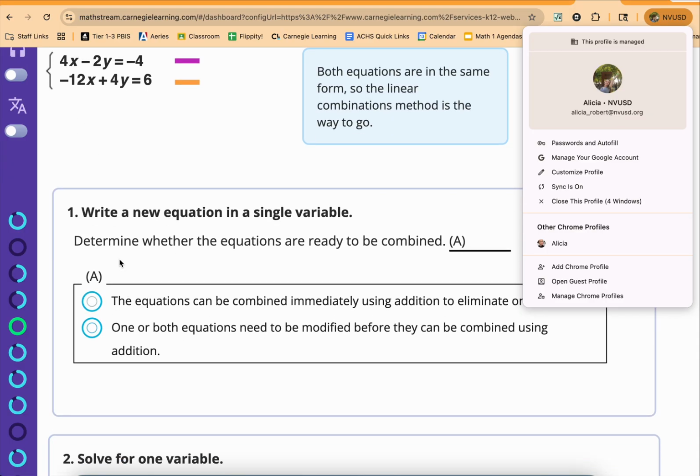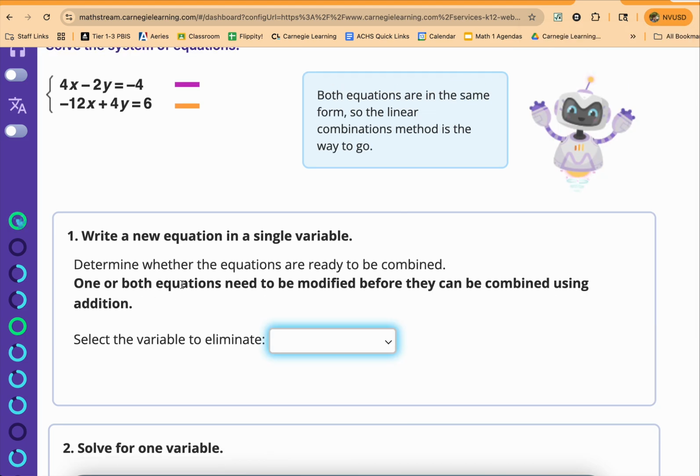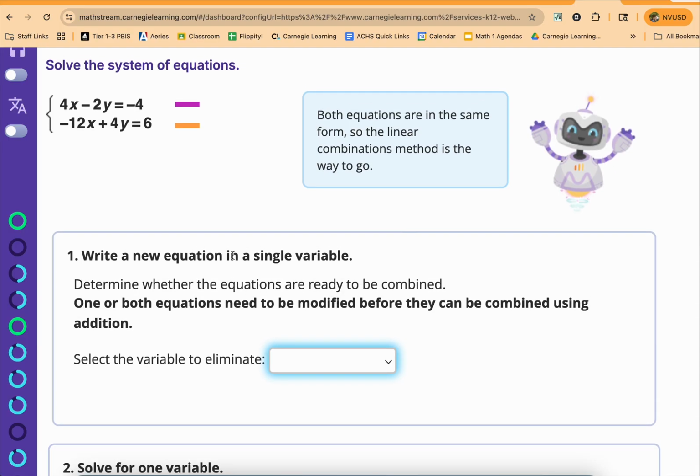However, if it asks you here, are they ready to be combined? The answer is no. They can't be combined right now because nothing would eliminate. We have to change them like we did in class. So I'm going to click one or both equations need to be modified. Now you guys get to choose.